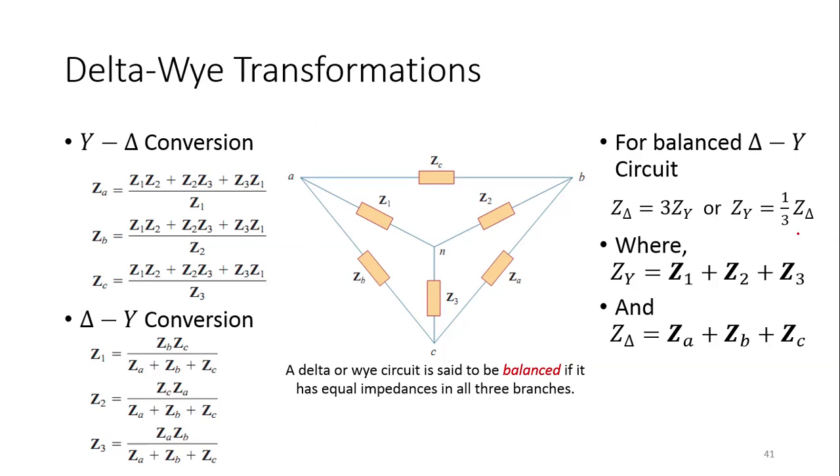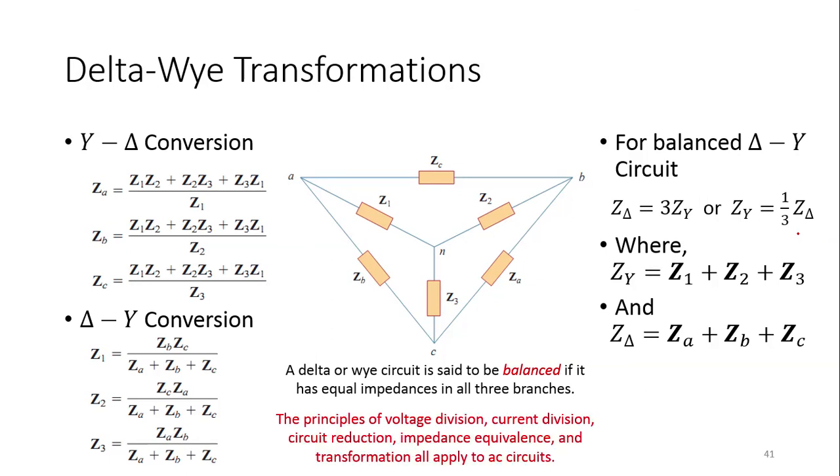So for all these derivations which we have just seen in the previous 6-7 slides, the conclusion is that every operation that was possible in DC analysis is also possible in AC analysis, especially in phasor domain. So the principles of voltage division, current division, circuit reduction, for example series-parallel combinations, and impedance equivalence, and everything that applies in DC circuits is equally valid and applies to AC circuits.